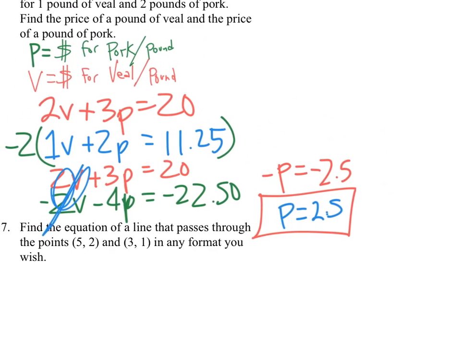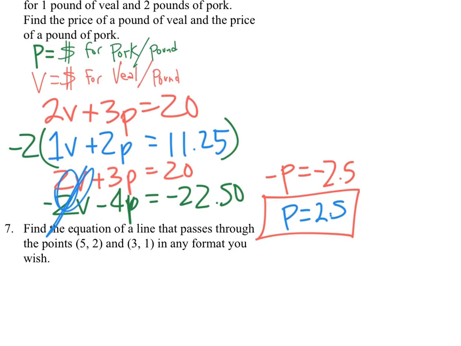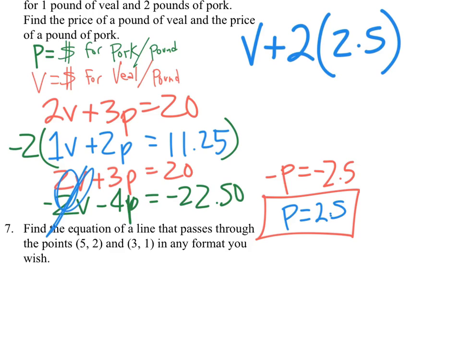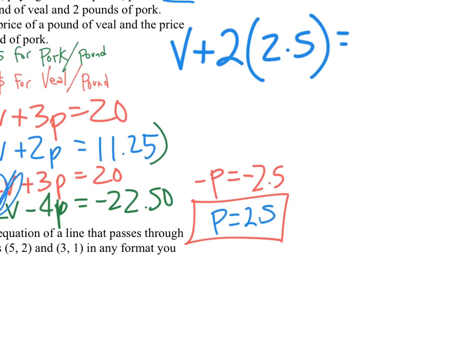So now we need to plug the value of p, 2.5, into one of these equations. Let's do v plus 2p equals 11.25. And I'm going to rewrite that right here. So 1 pound of veal plus 2p, where the value of p, of course, is 2.5, equals 11.25. Great. It's almost done.